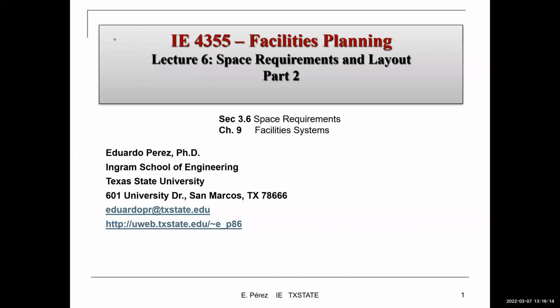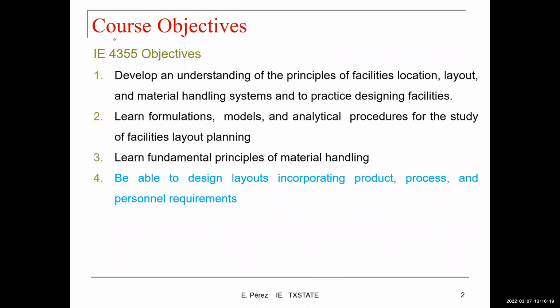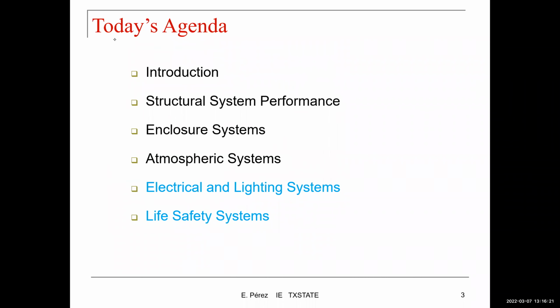So again, this is a continuation of this discussion. We're going to be looking at some of the other important aspects of the design of a facility, looking at electrical and lighting systems. So here we're also going to look at an estimate of how many luminaires you need for a facility, based on some of the requirements for the facility. And also we're going to discuss life safety systems. So what are the things that you need to account for when designing a facility in terms of life safety?